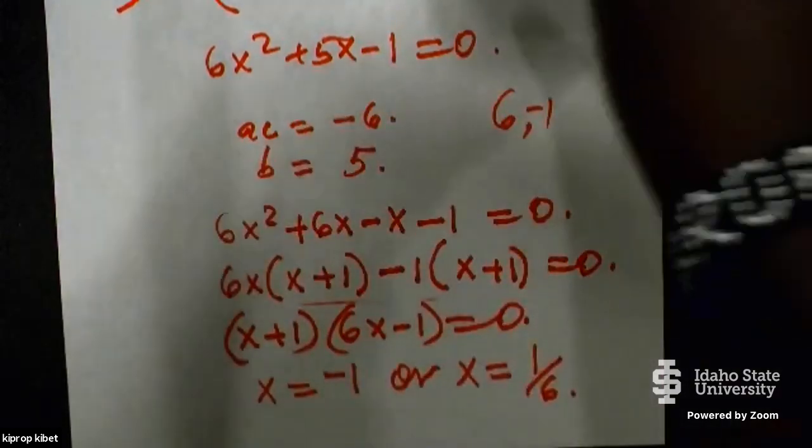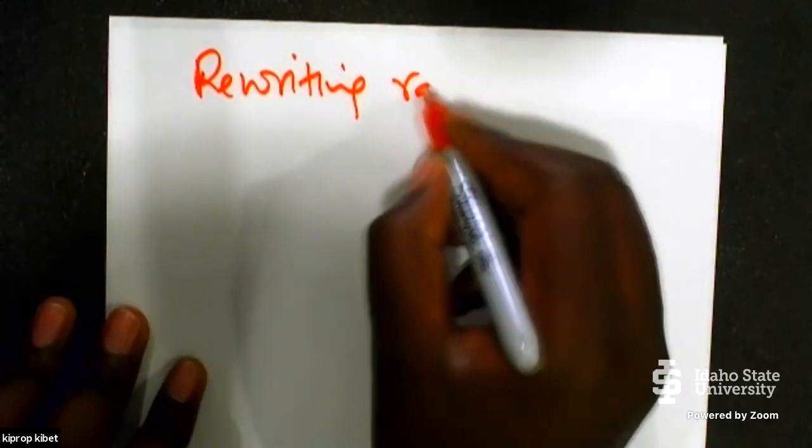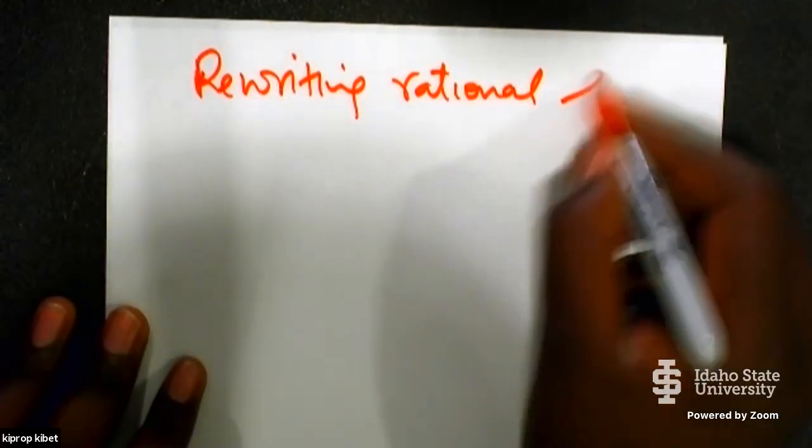Now, let's come to section 7.4. So section 7.4 is rewriting rational equations.